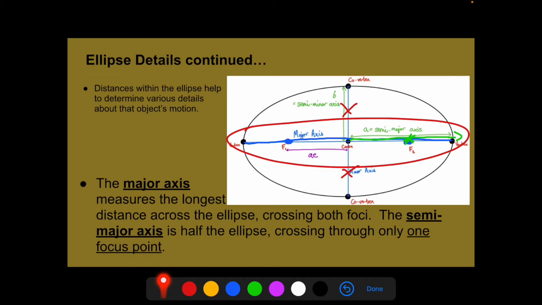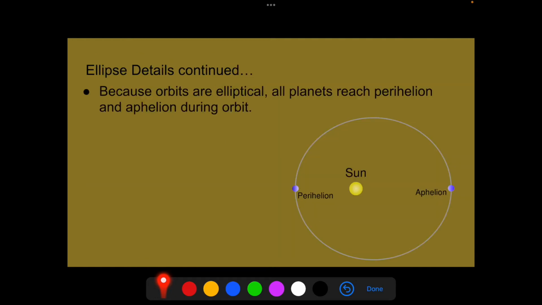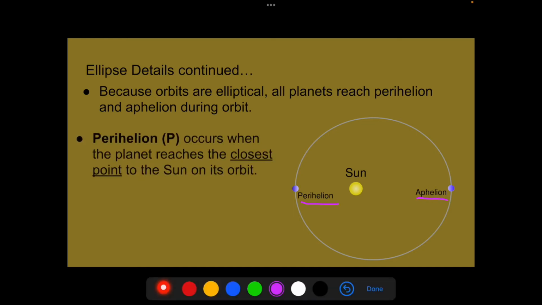Well, next, there's two more points we need to talk about. Because these orbits are elliptical, there's a point right over here where the planet is physically closest to the sun, and oppositely, there's a point over here that's the farthest away from the sun. And we call those points perihelion and aphelion. So perihelion is the point where the Earth or the orbiting object is closest to the sun. That's the point that's absolutely closest to the sun.